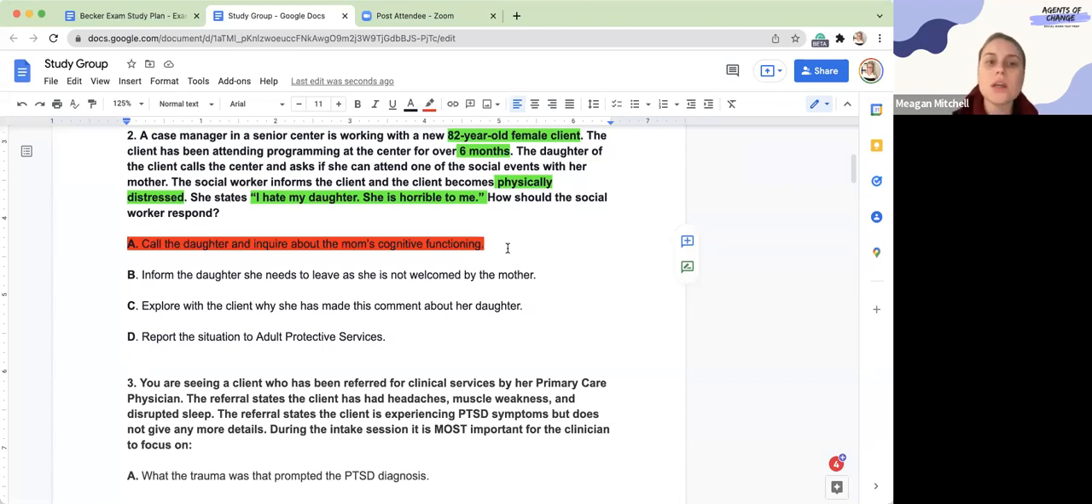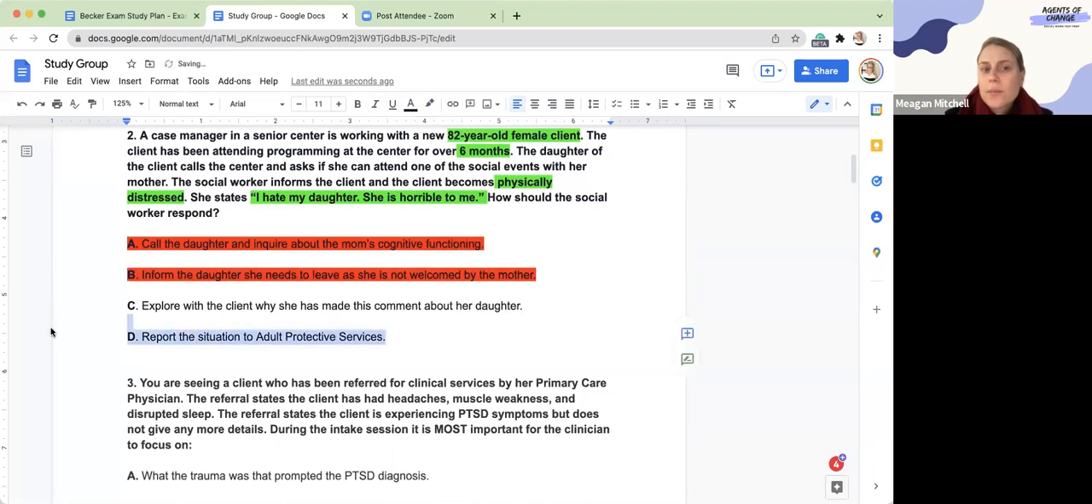Do we need to tell the daughter she can't come as she's not welcomed? Are we there yet? We don't know why she's not welcomed yet. We might get to that point because maybe the mom doesn't want her there, but we don't have enough information yet. This is very reactionary without collecting information. So B is out.